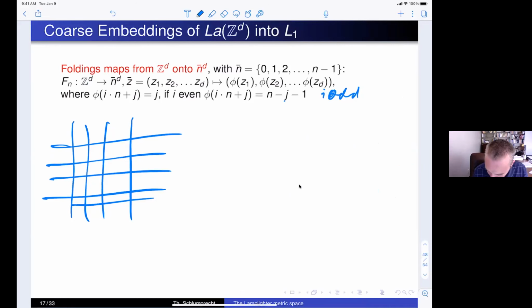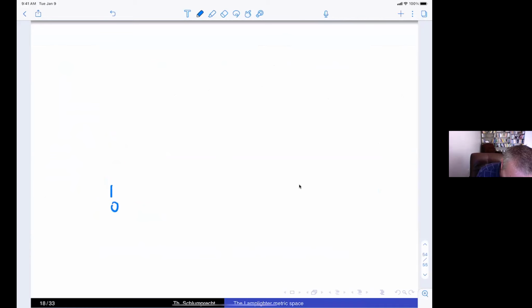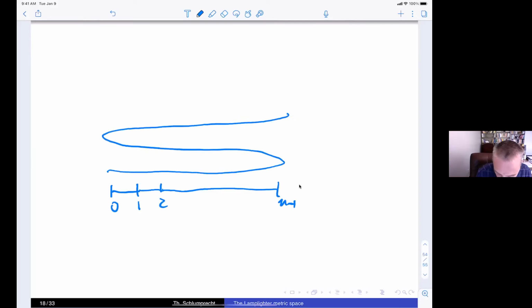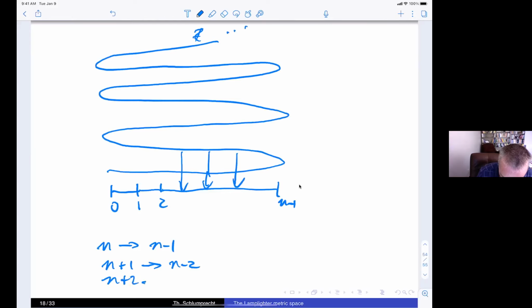And what am I doing? Let me make this picture clear. What I'm doing is the following. I have here my n, 1, 2, ..., n minus 1. And I'm writing Z as a kind of infinite serpent. This is my Z, and now I'm simply projecting down. So in other words, n goes into n minus 1, n plus 1 goes into n minus 2, n plus 2 goes into n minus 2. So I'm kind of zigzagging and projecting down.